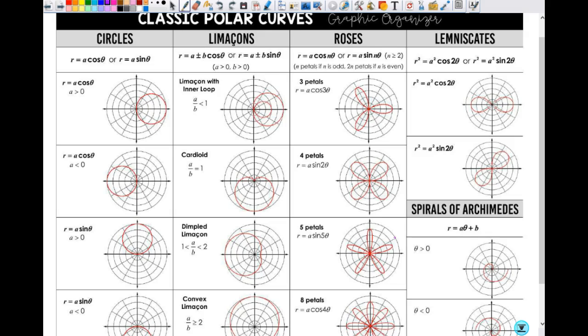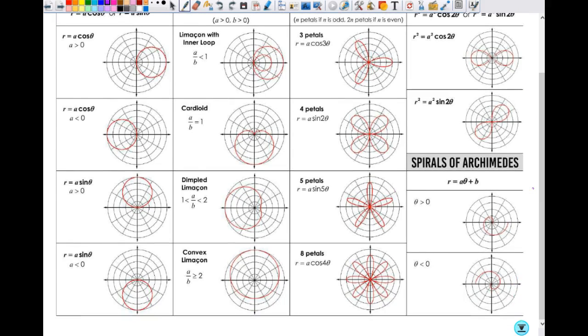Then we have lemniscates. I think about like limp biscuit, lemniscate. That's how I remembered how to say it, or I can't remember how to pronounce it. So they kind of look like 2-petal roses, but you notice how they're more ballooned out. Okay, so they're not quite as pointy as the roses are, but they're tilted depending on whether it's cosine or sine. Then we have the spiral of Archimedes, where we have a theta in there, but we don't have sine or cosine that goes with it.